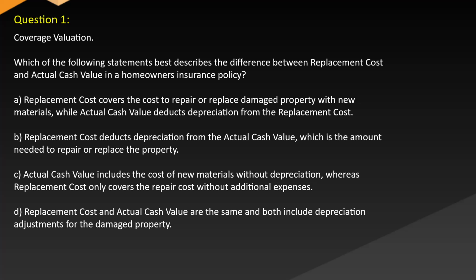B. Replacement cost deducts depreciation from the actual cash value, which is the amount needed to repair or replace the property. C. Actual cash value includes the cost of new materials without depreciation, whereas replacement cost only covers the repair cost without additional expenses. D. Replacement cost and actual cash value are the same and both include depreciation adjustments for the damaged property.